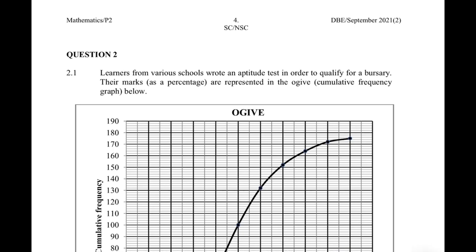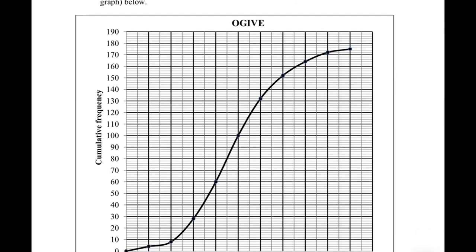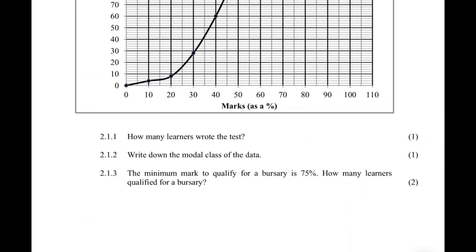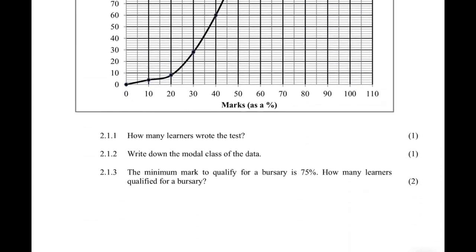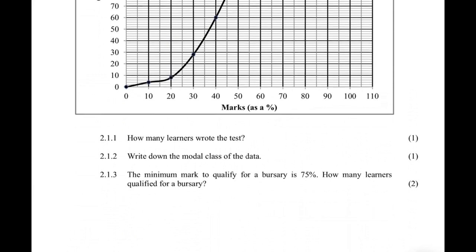Learners from various schools wrote an aptitude test in order to qualify for a bursary. Their marks as a percentage are represented in the ogive cumulative frequency graph below. And then we're given our ogive there with the cumulative frequency on the y, and the marks on the x as a percentage. 2.1.1 says how many learners wrote the test.